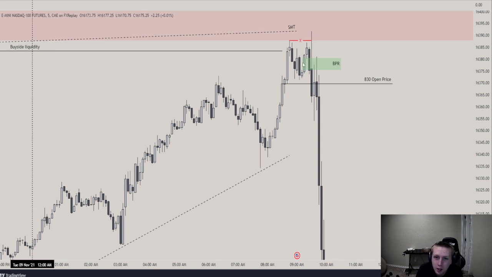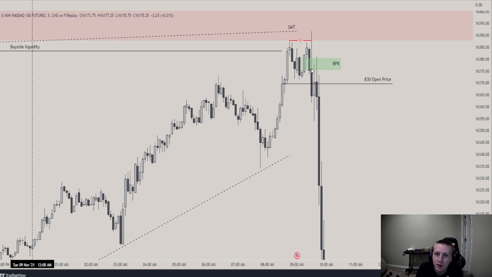And if we look here, I marked this as a BPR, and this is just because we have this big wick here, and this is a stop hunt. So the fact that this is a stop hunt, this is an event in price, and therefore this isn't a true wick. This is a manipulation wick. So I'm not really going to mark that out.